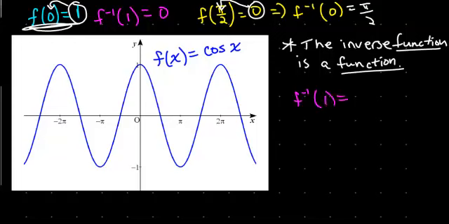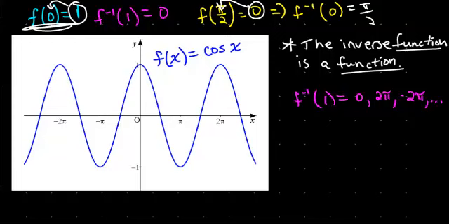F inverse of 1, that would ask you, if my function was cosine x, for what values of x is the cosine equal to 1? Well, the cosine is equal to 1 at 0. It's equal to 1 at 2 pi. It's going to be equal to 1 at negative 2 pi. And we could find infinitely many more values where the cosine is 1, because it's a periodic function.